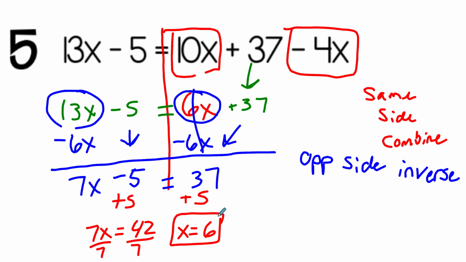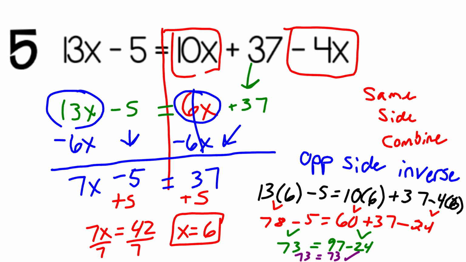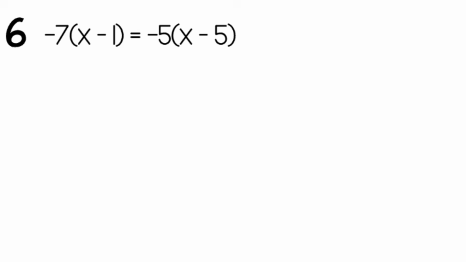6. Now, you don't have to check your work after every problem, but definitely if you're working on something like a test, it's really nice to remind yourself that you can actually check whether your answer is correct. By plugging in 6 everywhere we have an x, we can evaluate our math. We get a true statement of 73 equals 73, so we know 6 is a correct answer. Try problem number 6.